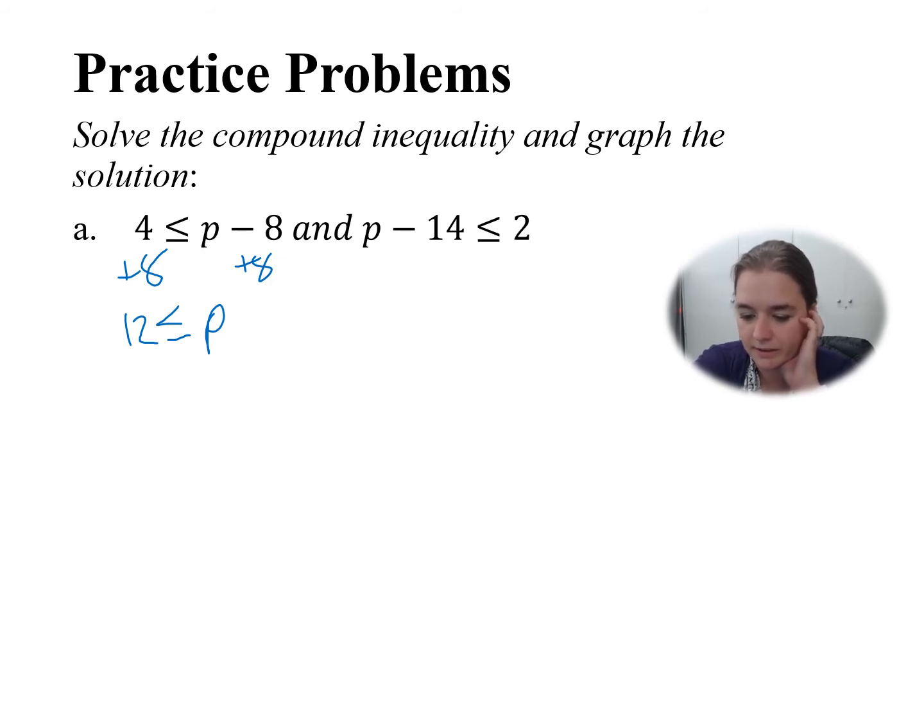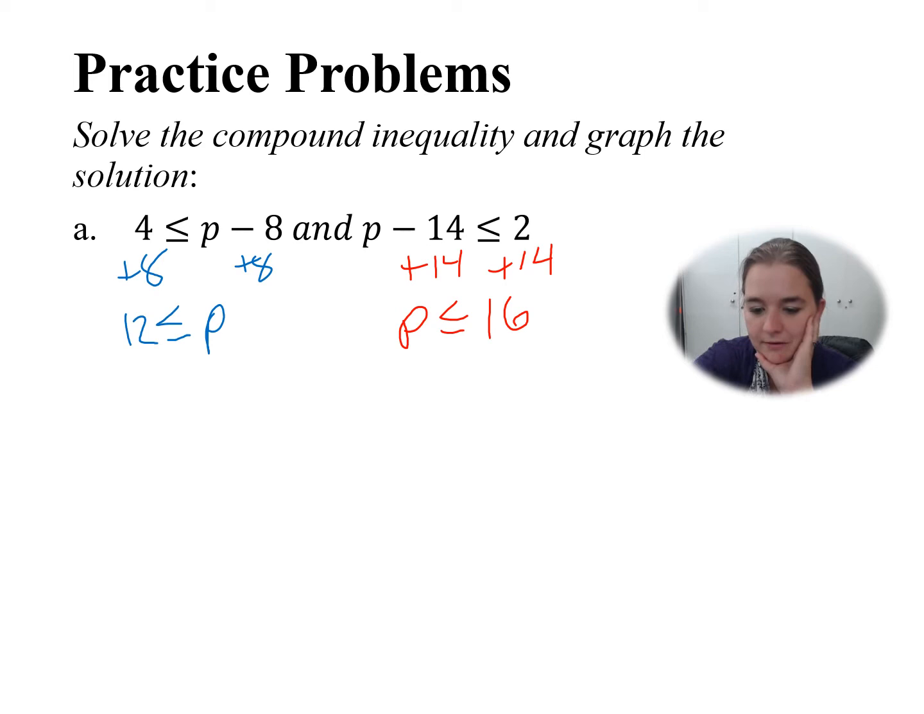Now let's do the other one in red. To get p by itself in my other inequality, I need to add 14 to both sides, and I get p is less than or equal to 2. Oops, not 2. Miss O'Leary's brain's on vacation today. 2 plus 14 is 16. There we go.